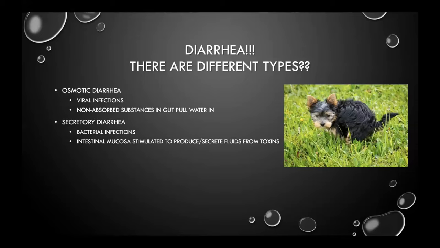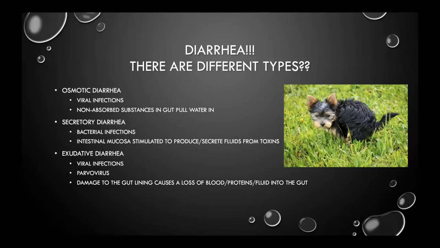Secretory diarrhea is usually caused by bacterial infections. And this diarrhea usually has a mucosal lining to it. Clostridial diarrhea causes this really commonly. You'll see that mucus lining outside the stool. And then exudative diarrhea is caused by viral infections such as parvo, which causes damage to the gut lining that causes a loss of proteins and everything from the gut, and it comes out. So you have those different kinds of diarrhea.